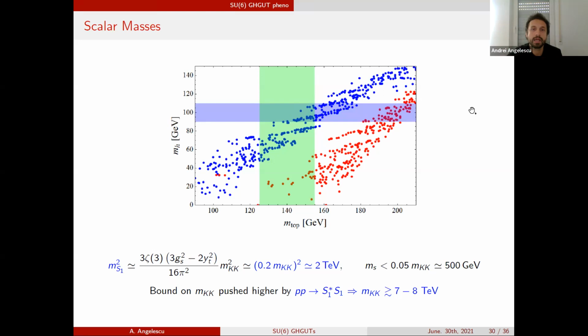Another nice feature is that you predict the mass of this leptoquark by just using some model constants, and of course times MKK. For MKK taken to be 10 TeV, you get this leptoquark to have roughly a 2 TeV mass. And you also get the singlet, which usually gets masses below 500 GeV. This is different from other extra dimensional models. Usually in other extra dimensional models, you have flavor bounds that push your Kaluza-Klein scale to very high values. But here you also have bounds on the mass of the leptoquark obtained, for example, by pair production of this leptoquark at the LHC. This also pushes your KK scale to considerable values. And I'll come back to this later.